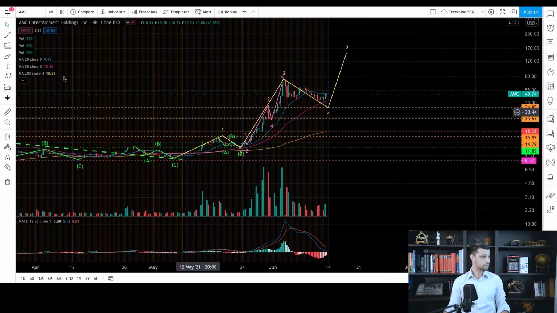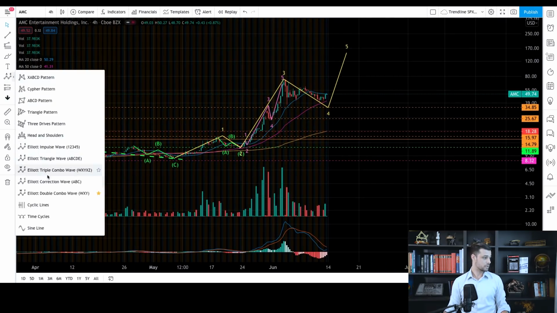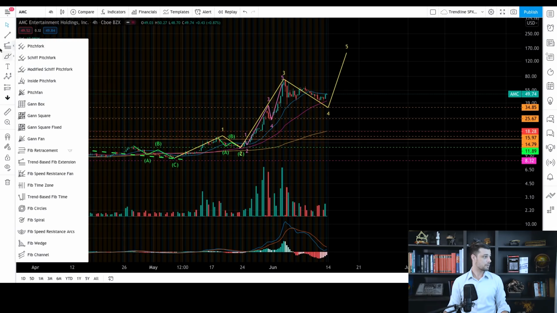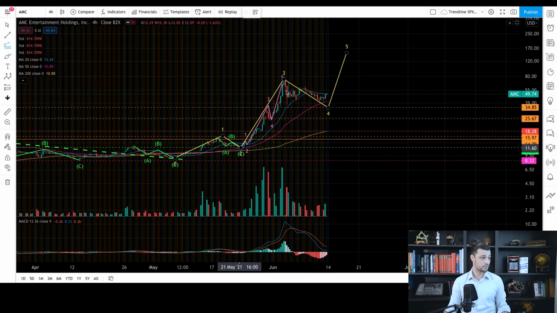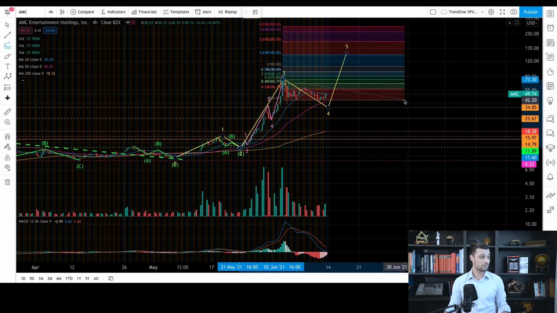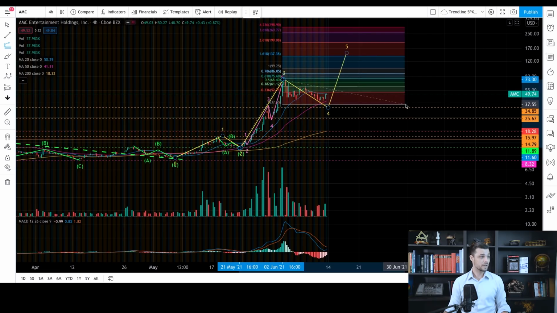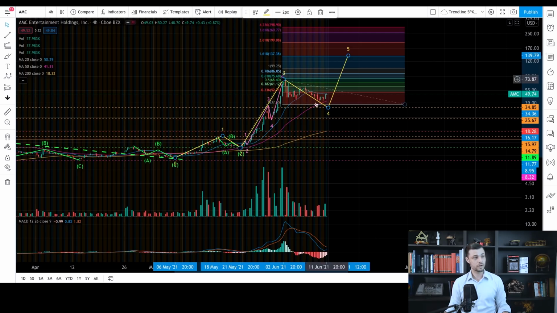So here, once again, I'm going to go back to Elliott very soon, but first let me show you how I find my new target. I measured the third wave. I applied it to the bottom of the fourth wave. So for now, the bottom is here and it gives me 137. So this is my level. I think we're going to go there in the fifth wave.